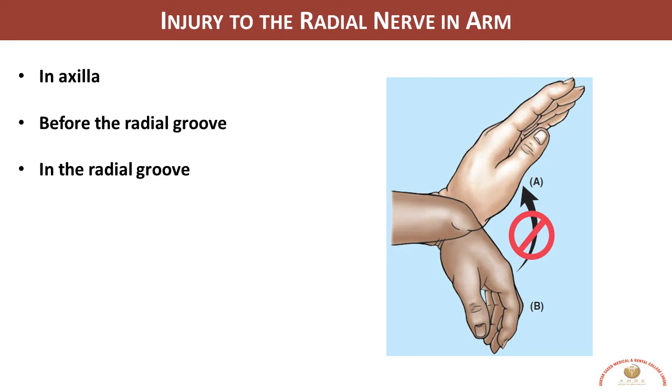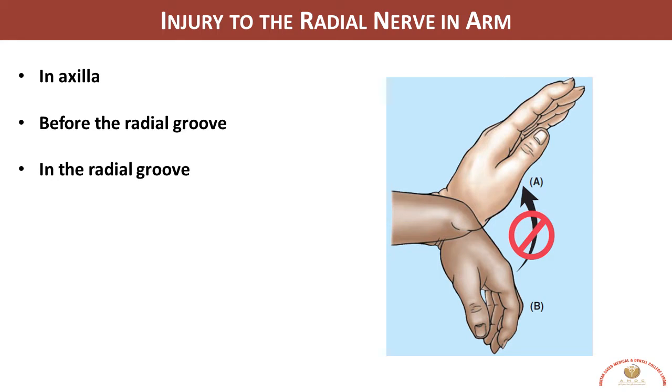What is wrist drop? Wrist drop is the inability to extend the wrist and the fingers at the metacarpophalangeal joints. Here you can see the person cannot extend his hand. Here he is unable to extend the fingers at the metacarpophalangeal joints. These are the metacarpophalangeal joints. He is unable to extend that. Here you can see the person is unable to extend the wrist and fingers, and this is termed wrist drop.